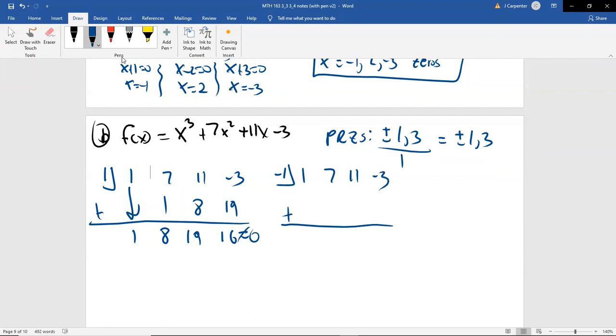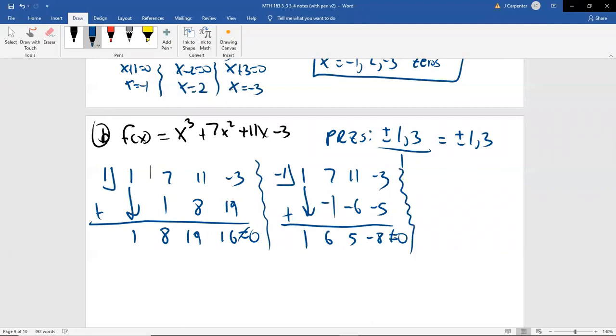All right, so let's try the -1. 1 failed now, it will always fail. Don't ever try 1 again for this polynomial or its quotient. Bring down the 1. 1 times -1 is -1. 7 plus -1 is 6. 6 times -1 is -6. 11 minus 6 is 5. 5 times -1 is -5. -3 plus -5 is -8, which is not 0, so it fails.